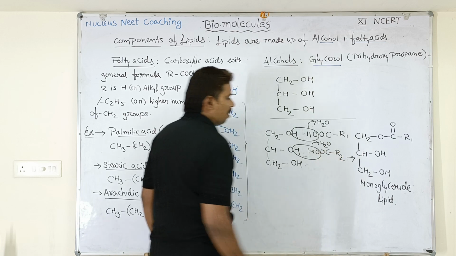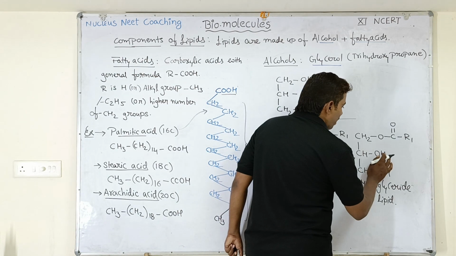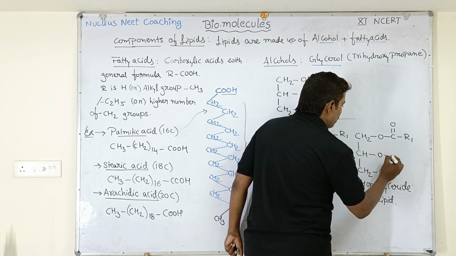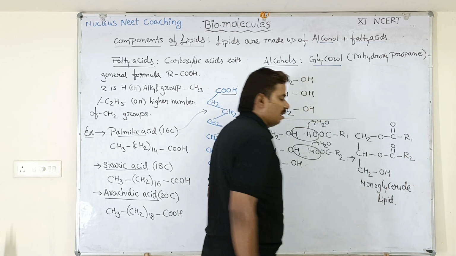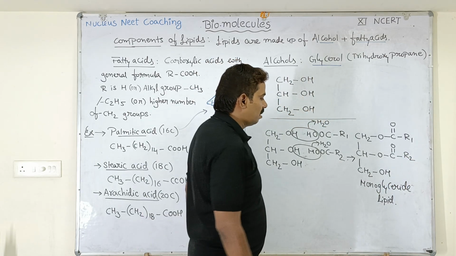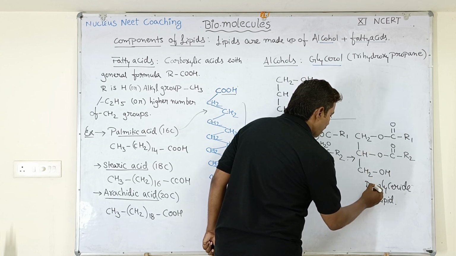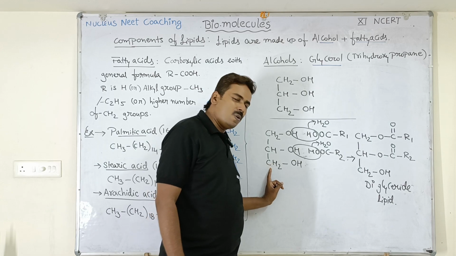Then what happens? Another ester bond will be formed. So the second fatty acid will be linked like this, second fatty acid. Now it will be called a diglyceride. What will it be called? Diglyceride lipid. Similarly, there is one more carbon.